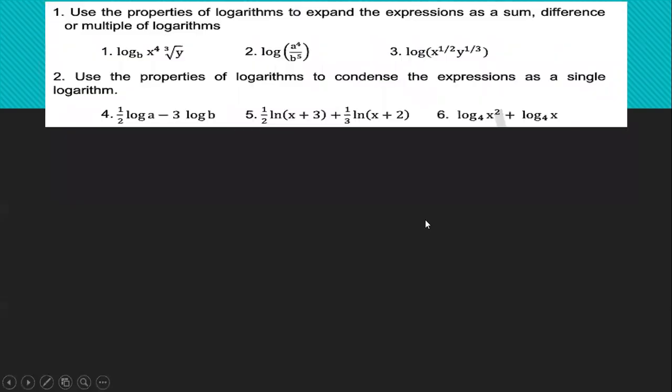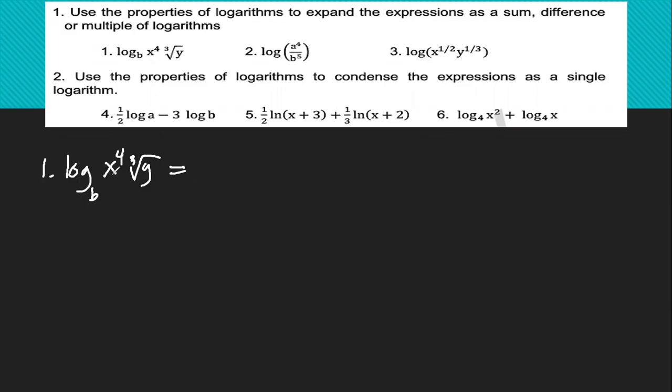Let's have examples. First example that we have is we will be provided with the compact form, then we will be expanding it. So the instruction is use the properties of the logarithms to expand the expression as a sum, difference, or a multiple of logarithms. Let us have first the number 1. In the number 1, we have log of x to the power of 4 times the cube root of y base b. So we need to expand it.